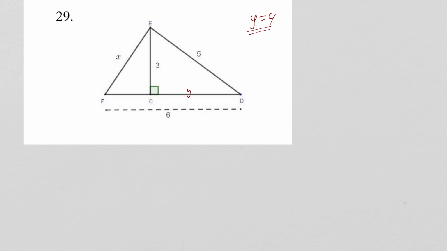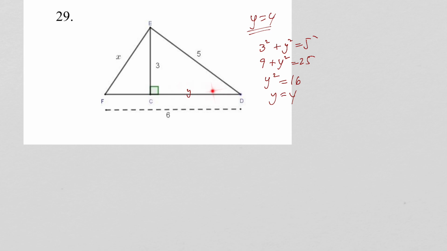But if you didn't see that, you could have said that 3 squared plus y squared is equal to 5 squared. So 9 plus y squared equals 25, so y squared equals 16, so y equals 4. But again, if you saw that this was a 3-4-5 triangle, you could have jumped to that.